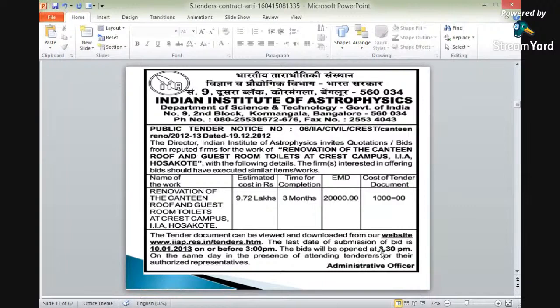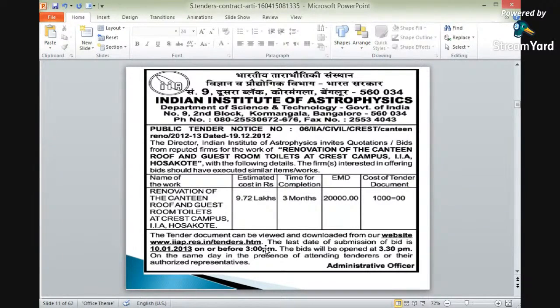The last date for submission of the bid, that is, submission of the requirements of the tender documents, is 10/1/2030, on or before 3 p.m. The bid will be opened at 3:30, that means on the same day, 30 minutes later, in the presence of attending tenderers or other authorized representatives at the administrative office. So the opening time has also been mentioned as 3:30 p.m., whereas the tender will be accepted up to 3 p.m. on the date 10/1/2013.